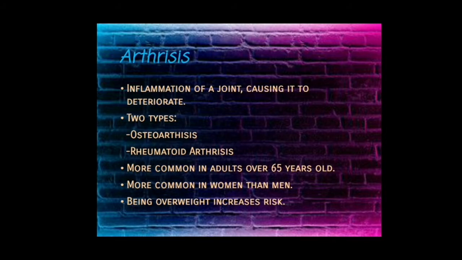So, the next health issue is arthritis. Arthritis is the inflammation of a joint, causing it to deteriorate. There are two types of arthritis. The first one is osteoarthritis, which is the most common type. The second is rheumatoid arthritis. Arthritis is more common in adults over 65 years old and is more common in women compared to men. Being overweight also increases the risk of getting arthritis.